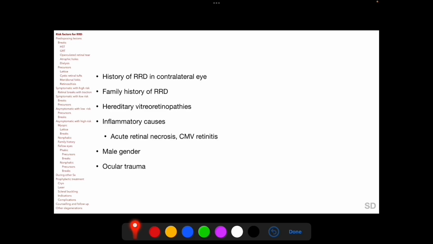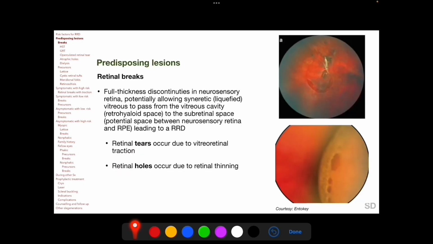Other risk factors for RRD include history of RRD in the contralateral eye, family history of RRD, hereditary vitreoretinopathies such as Stickler syndrome, inflammatory entities such as acute retinal necrosis and CMV retinitis, male gender, and ocular trauma. Among the predisposing lesions, we have retinal breaks, which are discontinuities in the neurosensory retina, and precursor lesions, which increase the risk of retinal breaks.